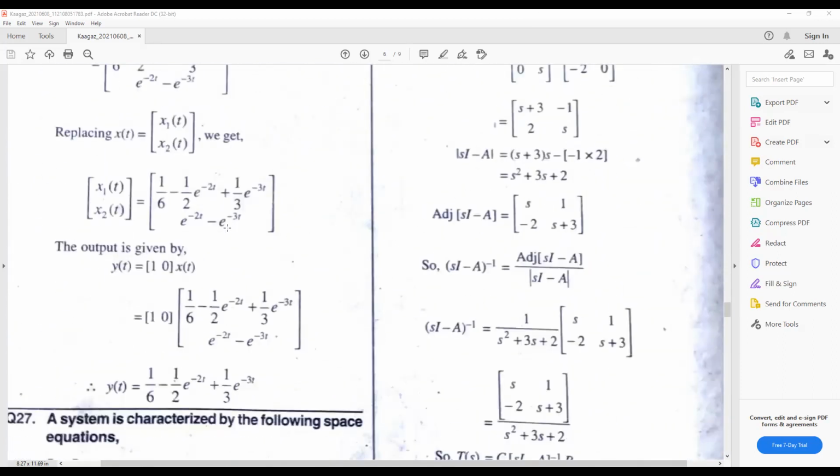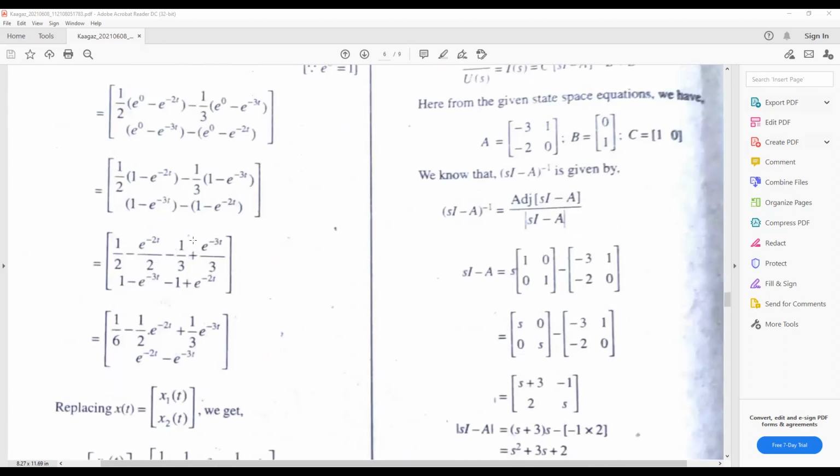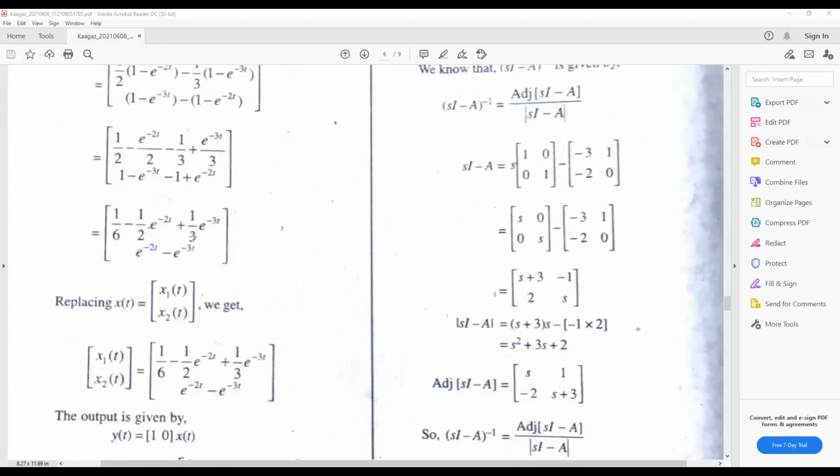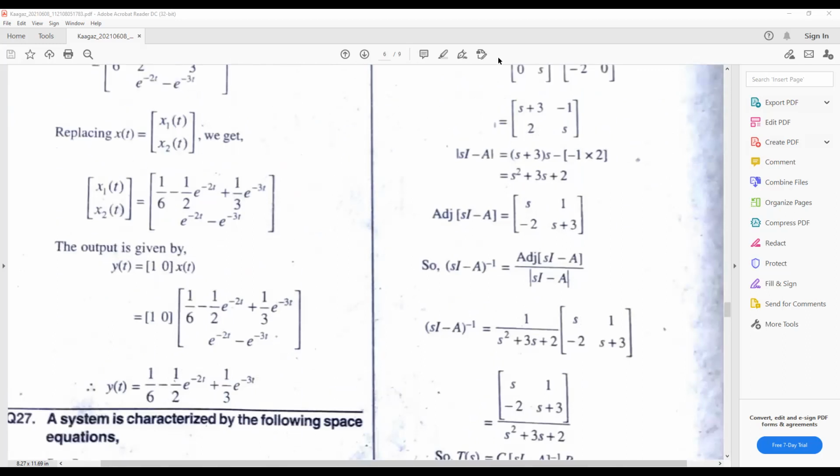Note down, this is the total response. e power 0 equal to 1. So replacing the x1 of t, this is the total response of phi of t. I will give you the material once, take a look.